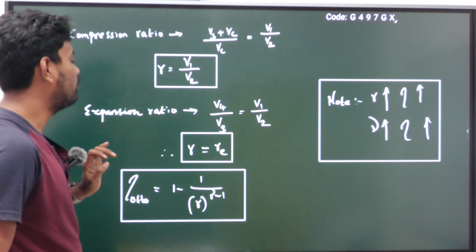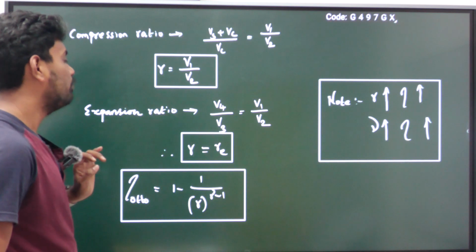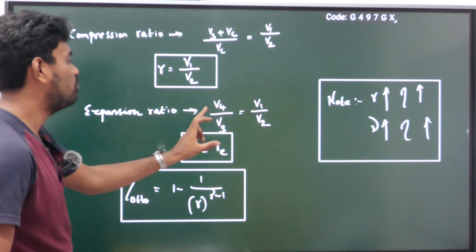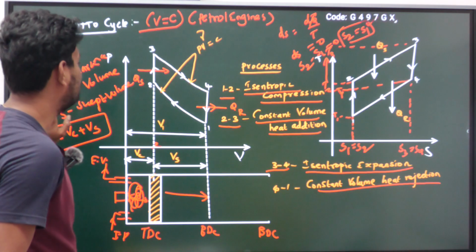Okay, next the expansion ratio. Expansion ratio is the ratio between the expansion points. That is V4 to V3, where the expansion is taking place.